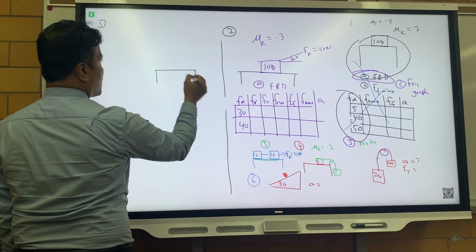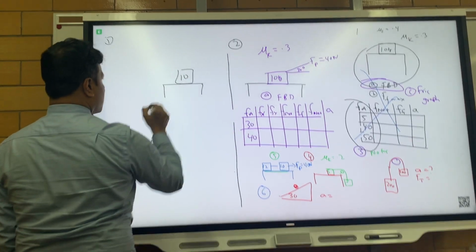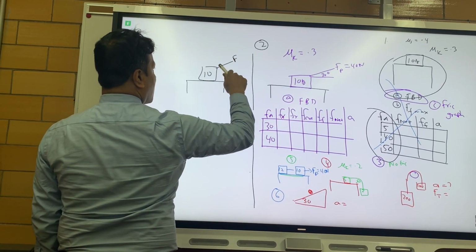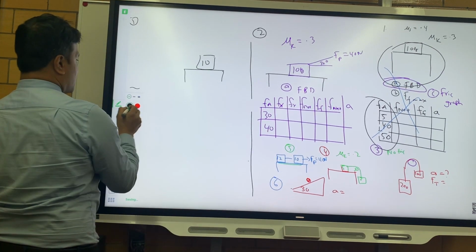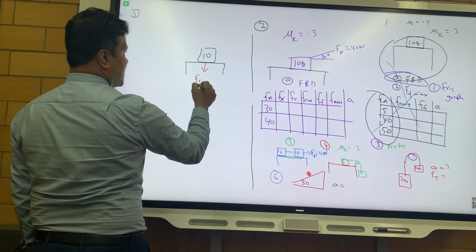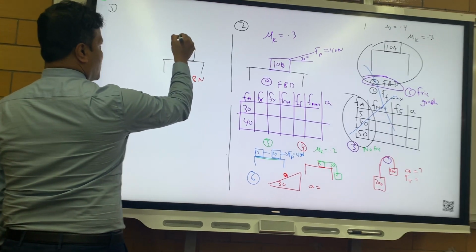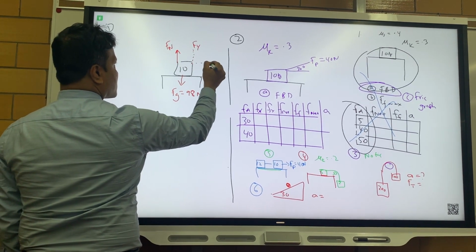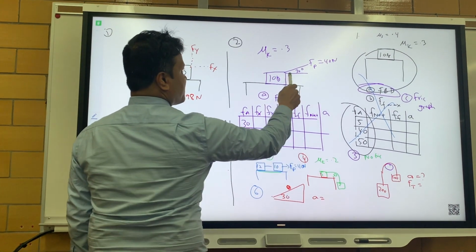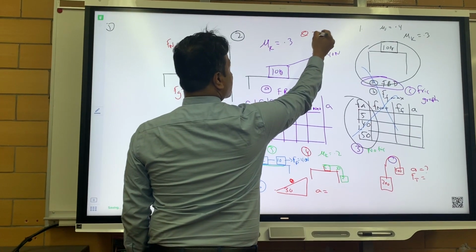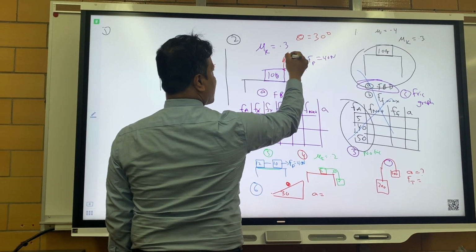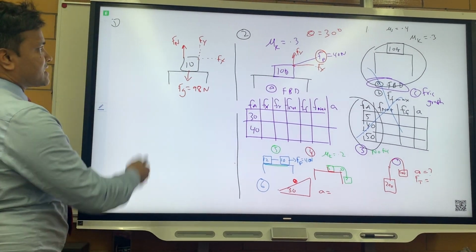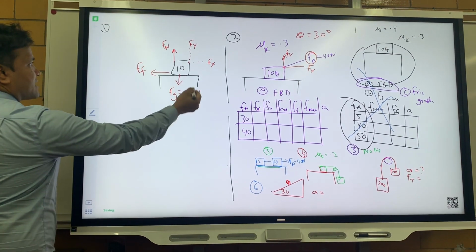I'm going to put the box right here, and this is 10. This is FP. Let's do the free body diagram. The weight is how much? 98 Newton. What is the normal force? We don't know. This is Fy, and this is Fx, because the angle is 30 degrees. This one has two components, Fy and Fx. And then the friction, and then the applied force.